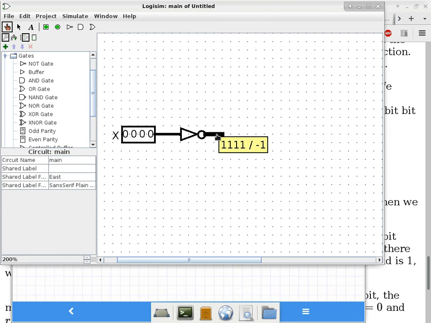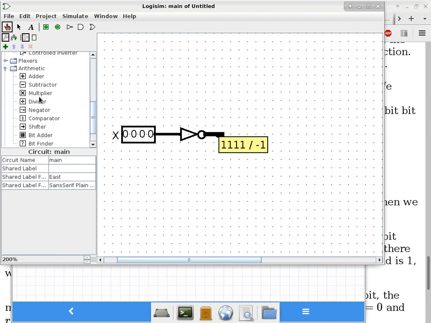So now I'm gonna cheat. I'm not gonna make my carry look ahead 4-bit adder here, because that's gonna take a little bit of time. So I'm just gonna cheat and pull out an adder here. There we go.